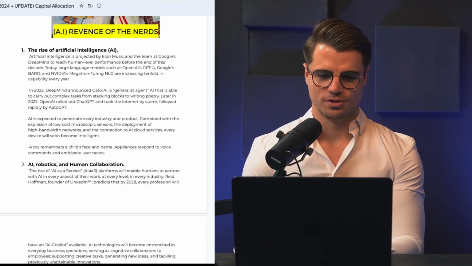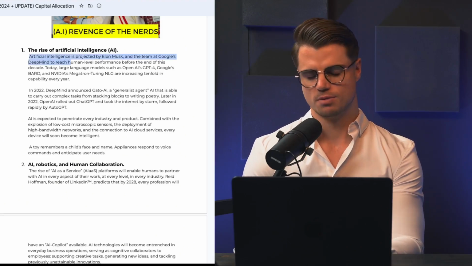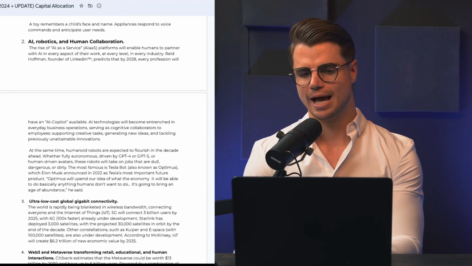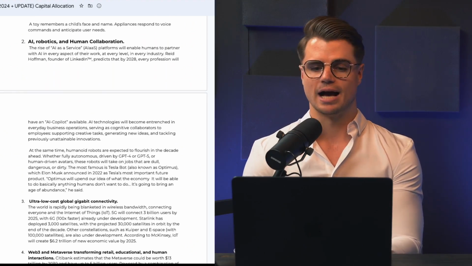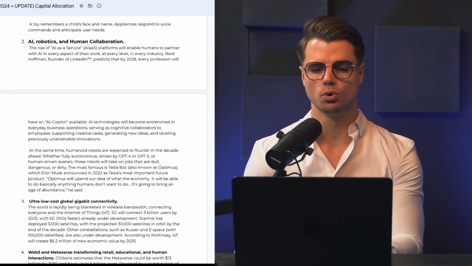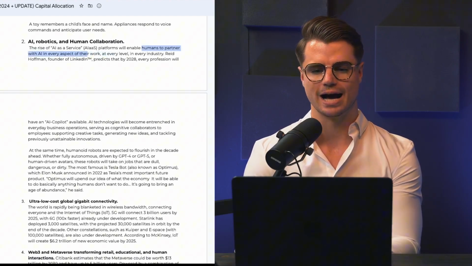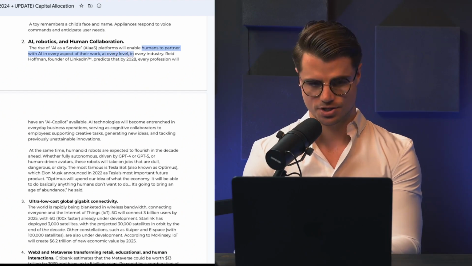So, the rise of artificial intelligence. I'm not going to spin too many wheels here, but obviously you know about AI and robotics for human collaboration. This is an important point. The rise of AI as a service, for platforms, will enable humans to partner with AI in every aspect of their work, at every level and in every industry.